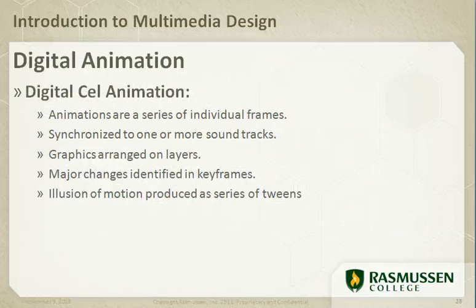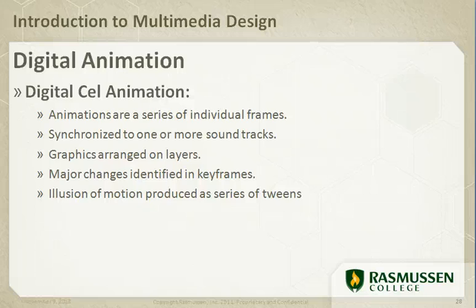So digital cell animations, they're a series of individual frames. They're synchronized to one or more soundtracks. Graphics are arranged on layers, much like we saw that multi-plane camera. We're just utilizing an interface such as Flash to use layers like the multi-plane camera. Major changes identified in keyframes, of course, and the illusion of motion is produced as a series of tweens. So you're spending most of your time working on the keys and you're adding tweens instead of creating those in-between drawings. Of course, you can still do that to create more fluid animation, but you can also use tweens to make your time spent a little bit more efficient.